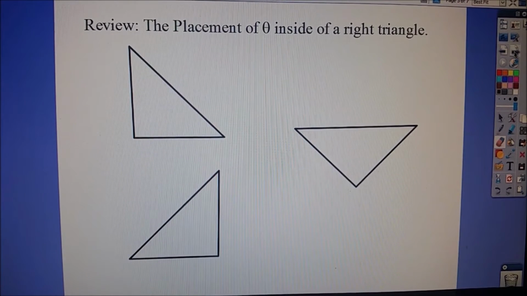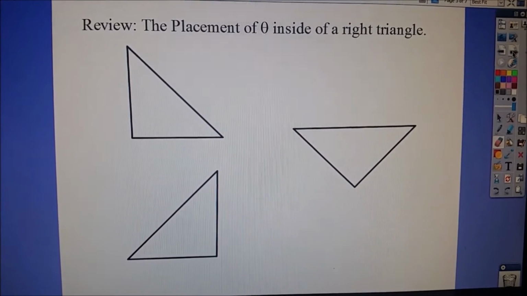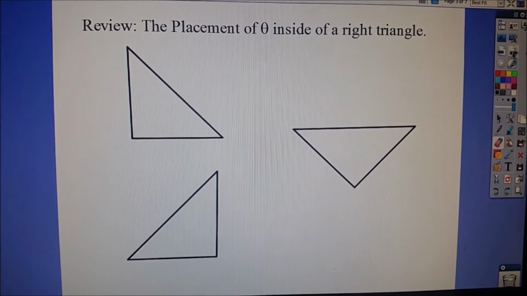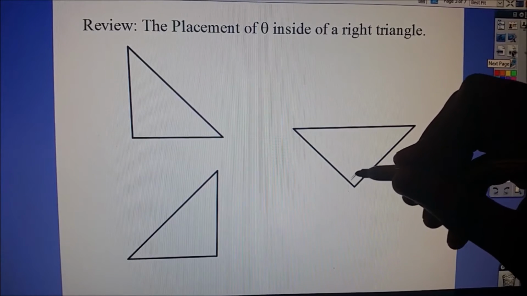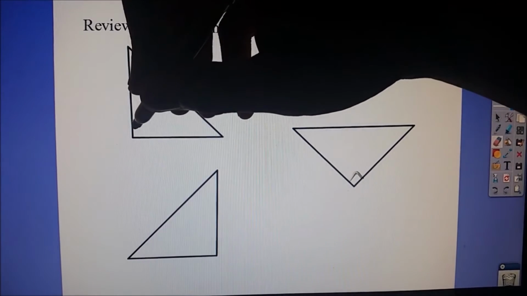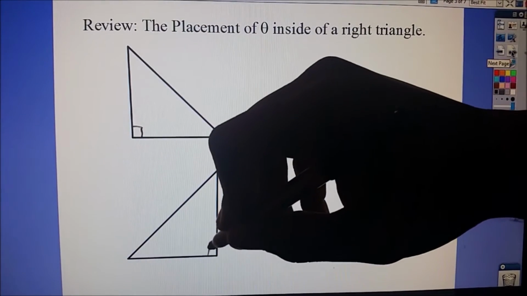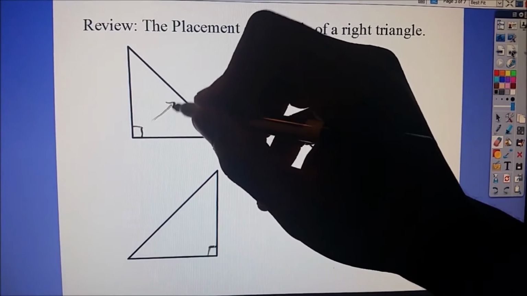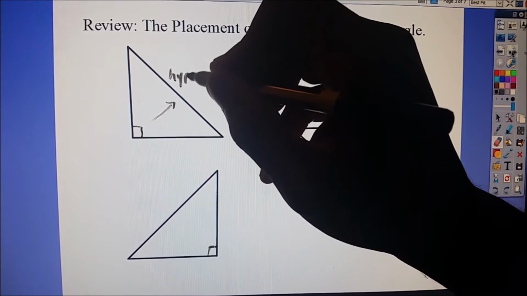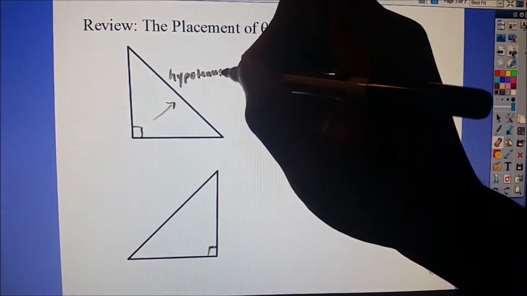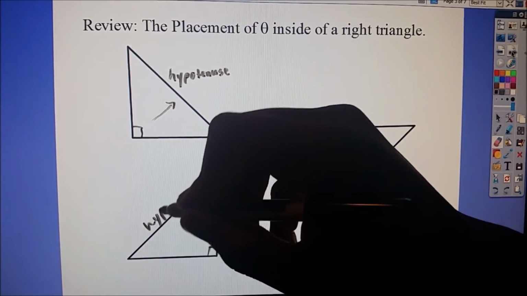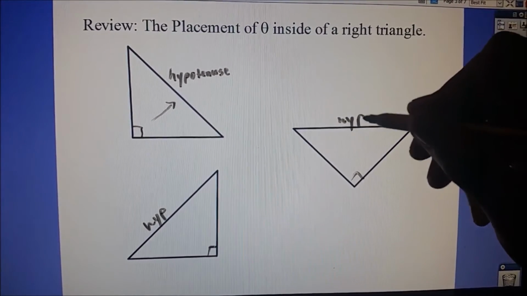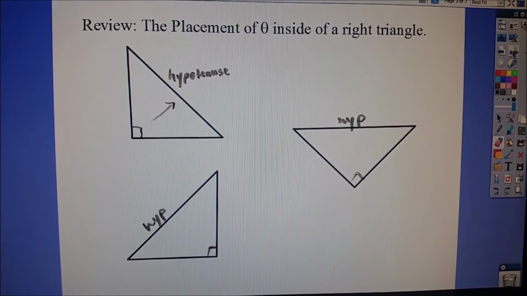Okay. This is where it's really important to know that theta is going to change your opposite and your adjacent sides of a triangle. First and foremost, let's go ahead, put your right angle indicators. Okay. And remember, always across from the right angle is going to be your hypotenuse. I need you to know that. Okay. So hypotenuse, hypotenuse, hypotenuse. That does not change.